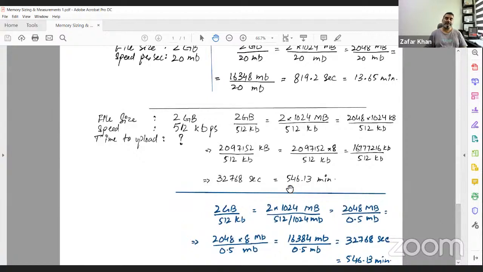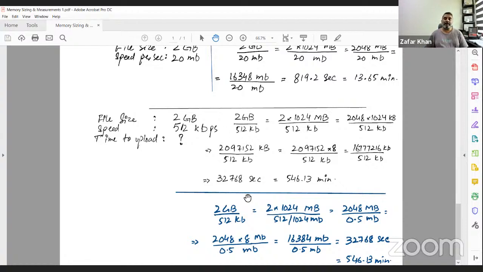Now, let's drag this further. Let's say you have got a file of 2 GB and you have a connection of 512 kilobits per second. As we know that 1 MB is basically 1024 kilobits. So 512 can be considered as 0.5 MB as well.